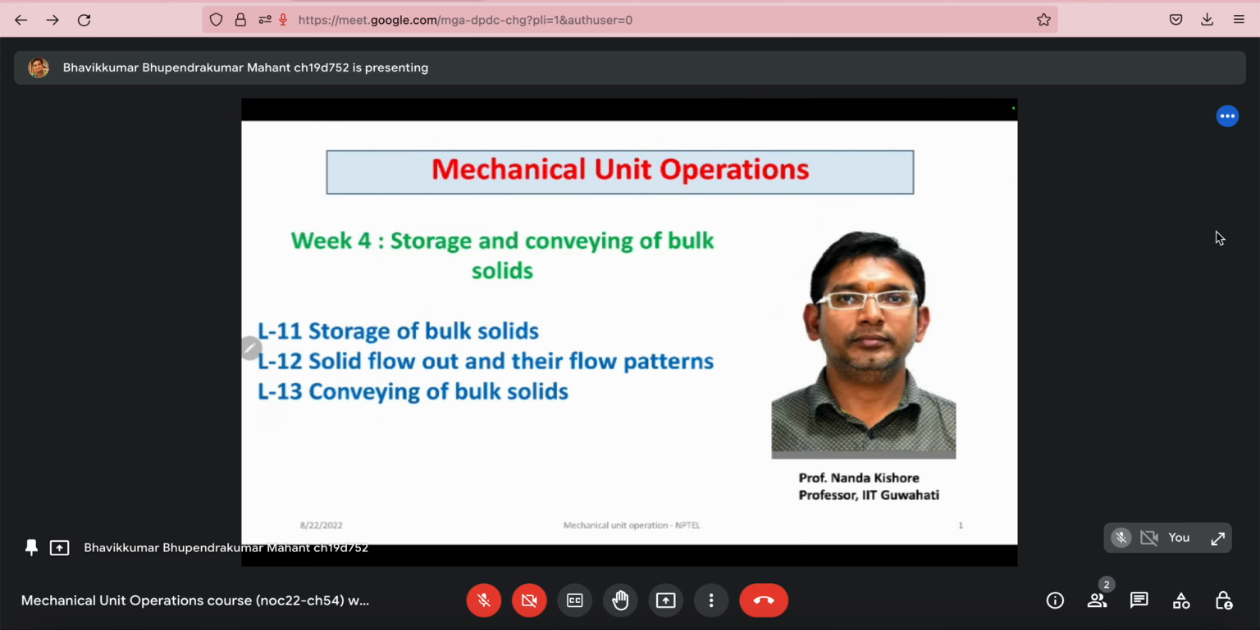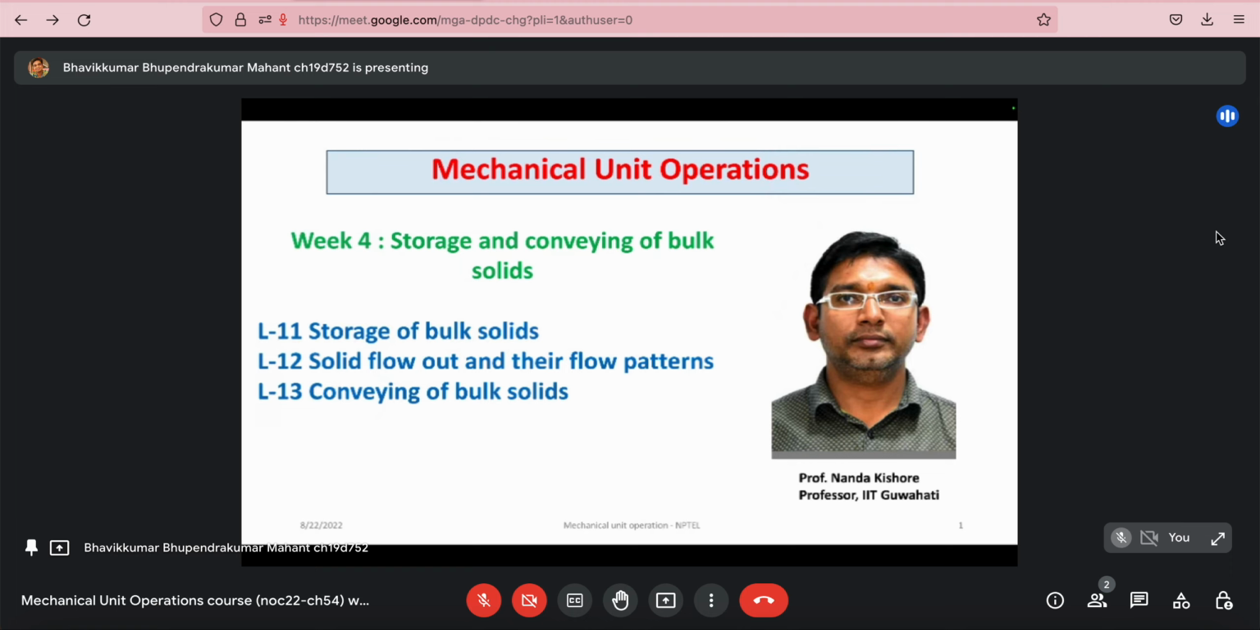Okay. So today in week 4, the major topic covered is storage and conveying of bulk solids. We already understand how to screen the solids and how the size reduction operations go on, but now the main focus is on what happens after all the operations are completed. The final product will be in solid form, so how can we store that product and how can we transport that product from one place to another place? That is the main idea behind today's discussion.